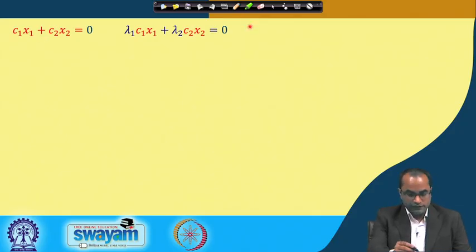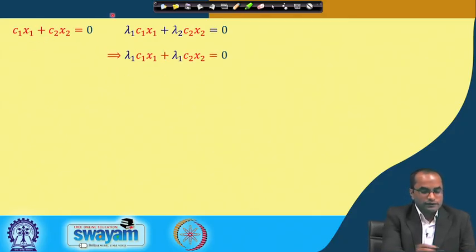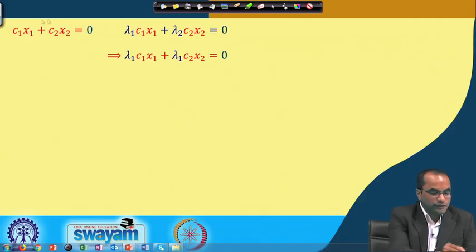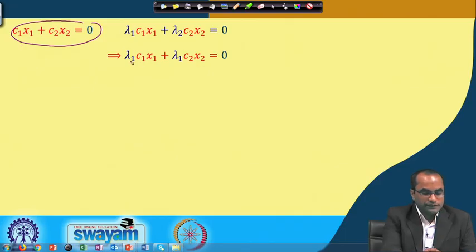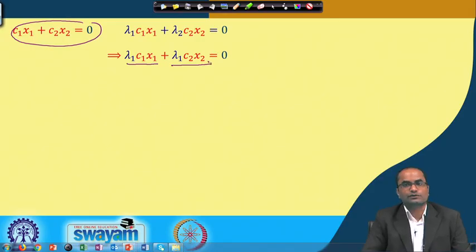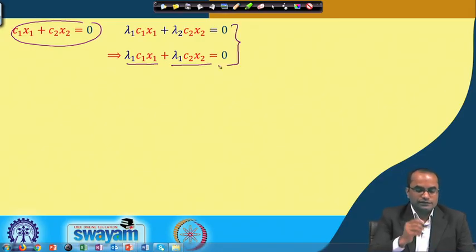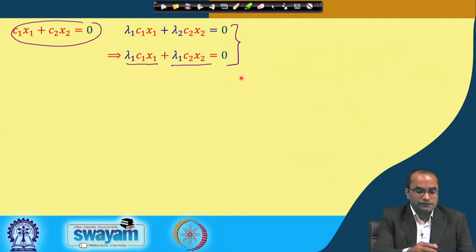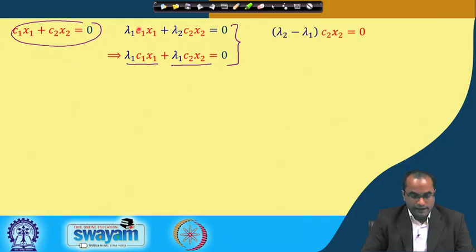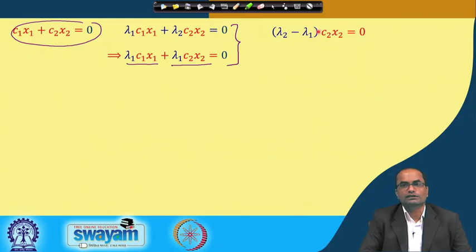So, what we do, we multiply equation number 1 by lambda 1. If we multiply here, then we have lambda 1 C 1 x 1 and lambda 1 C 2 x 2. And now, with these two equations, we can subtract equation number 2 from equation 1, and then what we will get is lambda 2 minus lambda 1, because the C 1 x 1 term will cancel out. So, we will get lambda 2 minus lambda 1 times C 2 x 2 is equal to 0.